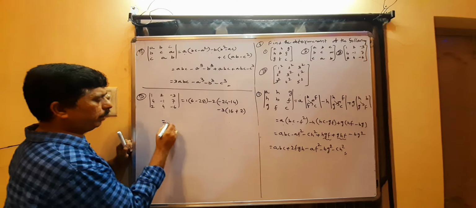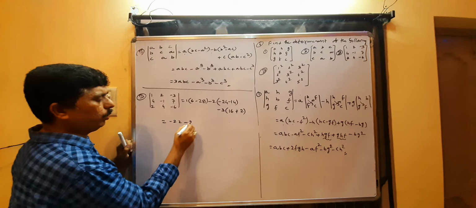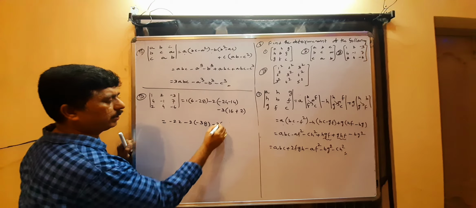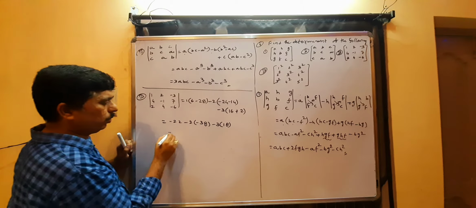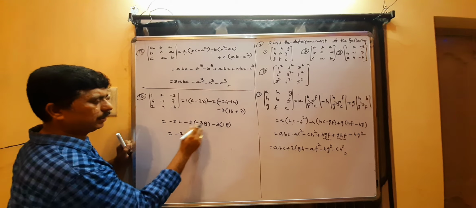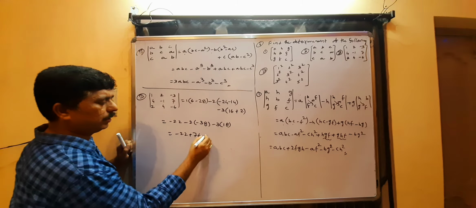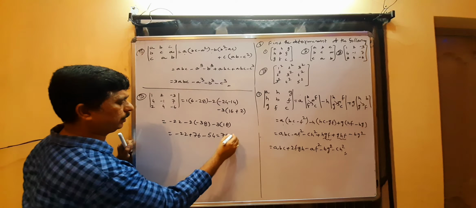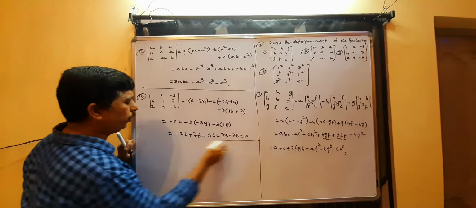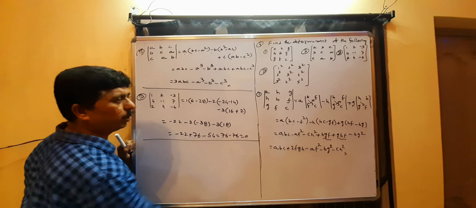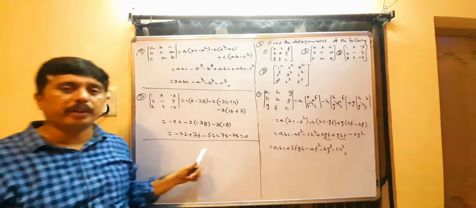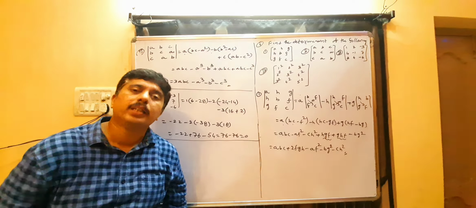6 minus 28 is minus 22, minus 2 into minus 38, minus 3 into 18. So minus 22 plus 76 minus 54. 76 minus 76, that is 0. If the determinant of a square matrix is 0, that means the matrix is a singular matrix.